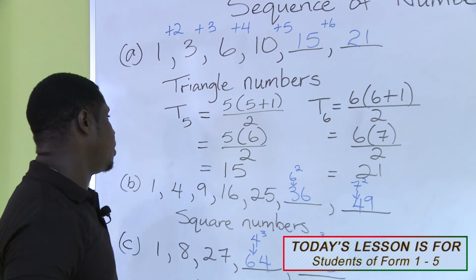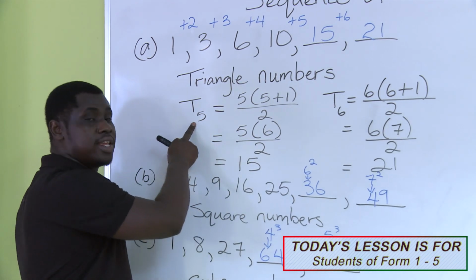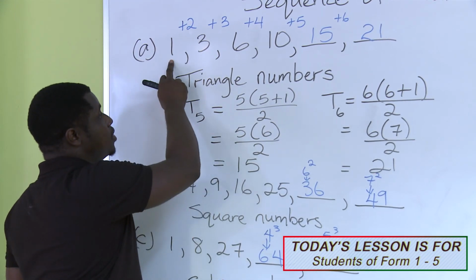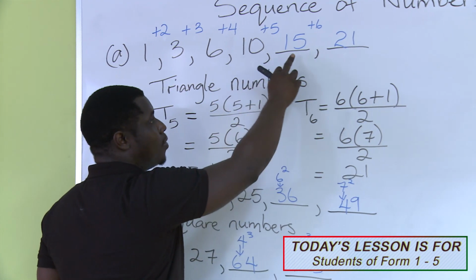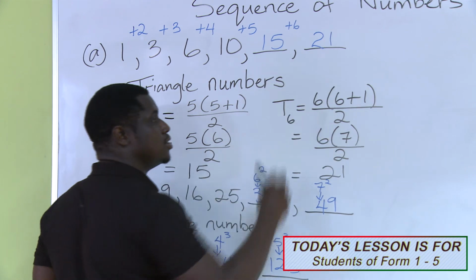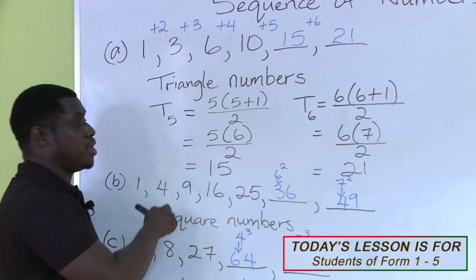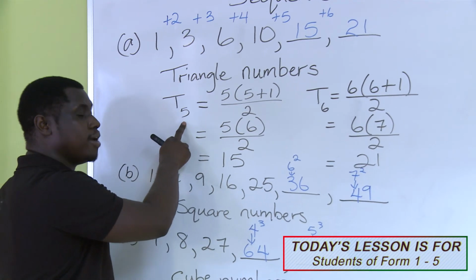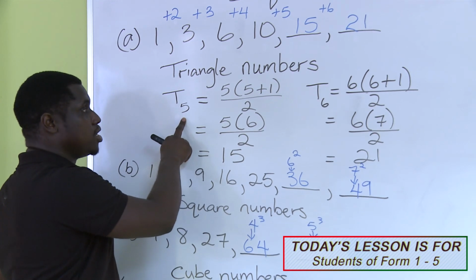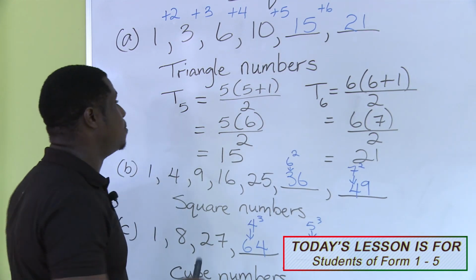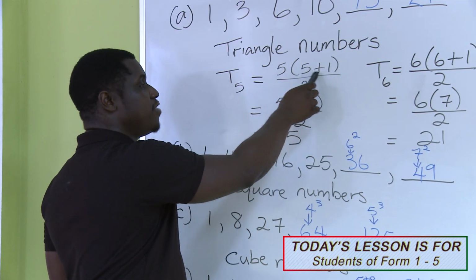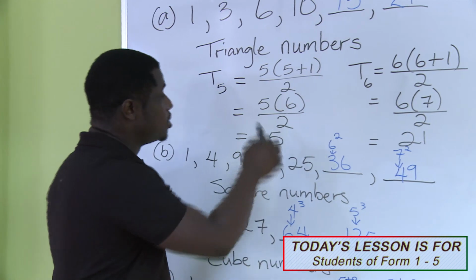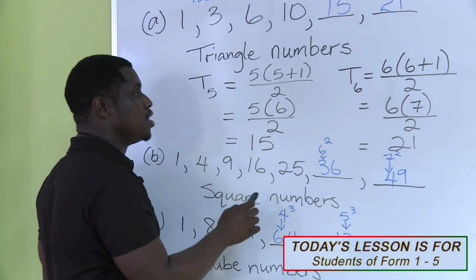If I wanted, however, I could have used the formula that I gave you before. This is the first term, the second term, third, fourth, I want to find the fifth and sixth terms. So in using the formula T subscript n, which for which I'm trying to find the fifth triangle number, T subscript 5 is equal to 5 open parentheses, 5 plus 1 close parentheses, divided by 2.